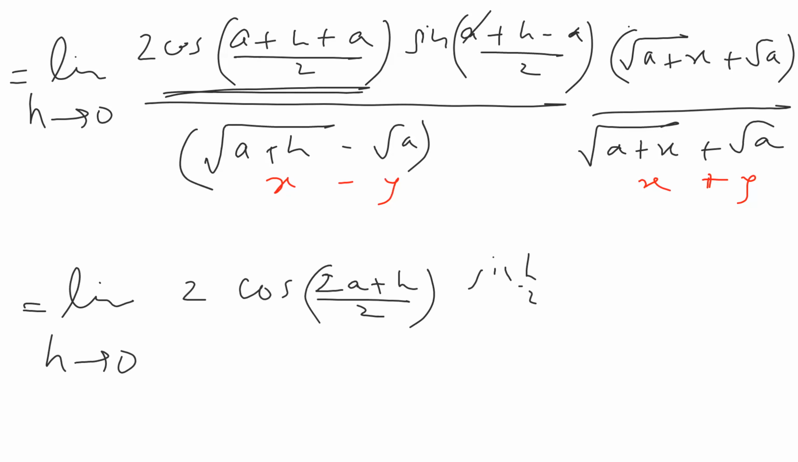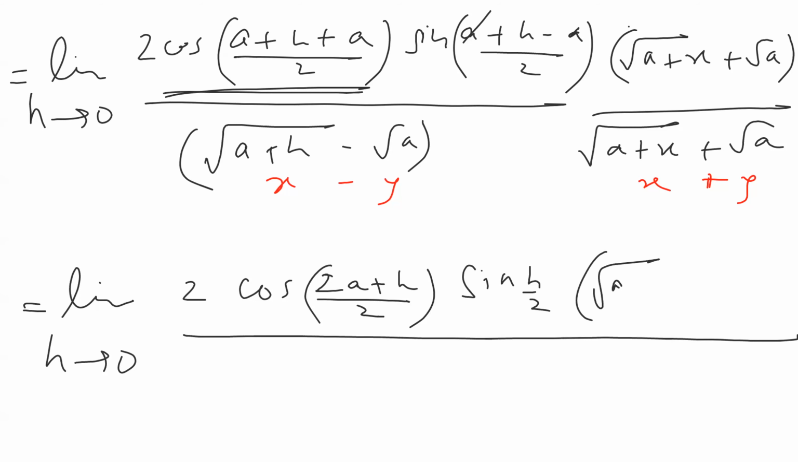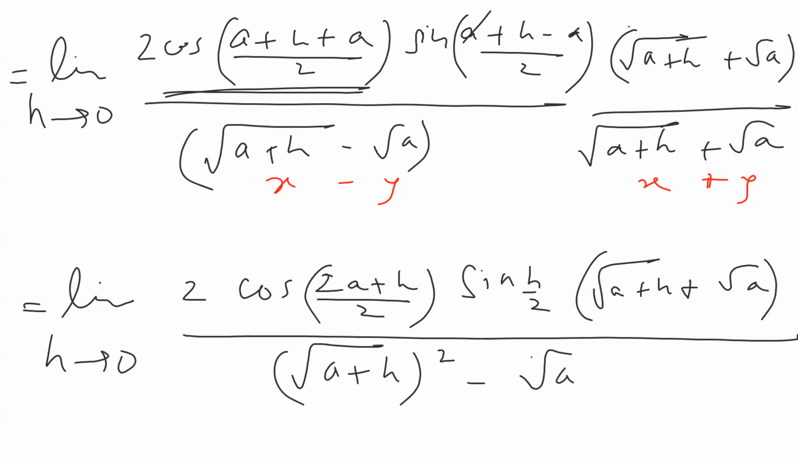So this will be sin h by 2. Okay, root a plus h. I'm sorry, the conjugate part I've written plus x by mistake. It's a plus h. So root a plus h plus root a upon root a plus h the whole square minus root a the whole square. So down I have written x square minus y square.